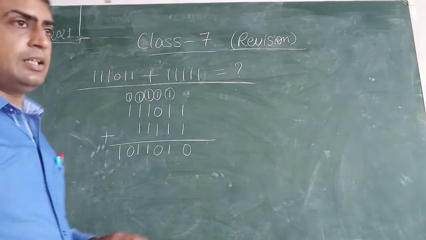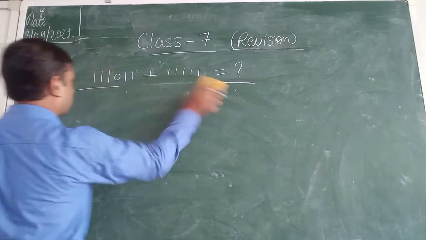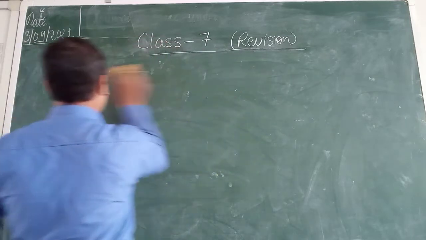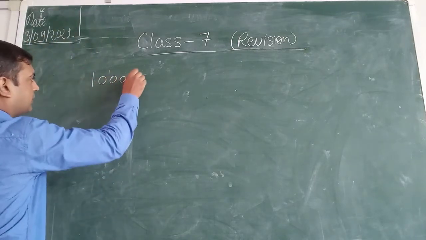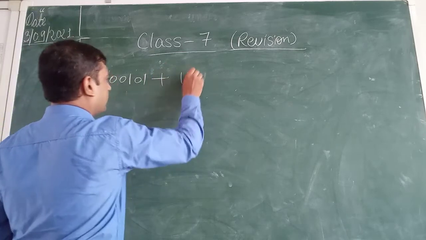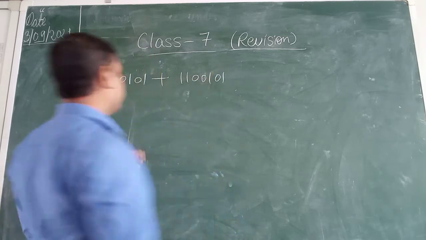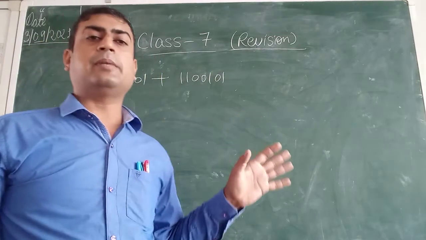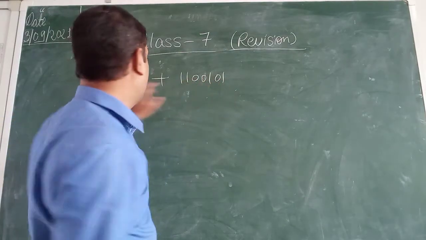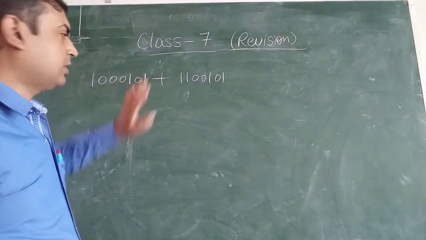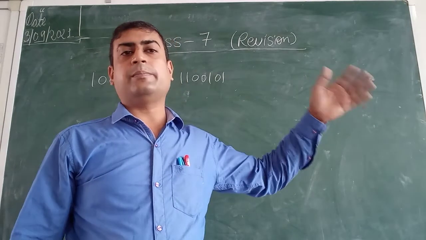Now let's do something more with the next example. 1000101 plus 1100101. Let's say, example, this is the number. So you have to find which number is greater, which is having more digits. 1 2 3 4 5 6 7, 1 2 3 4 5 6 7. Both the numbers are having equal number of digits, so easily we can put one number above the other.